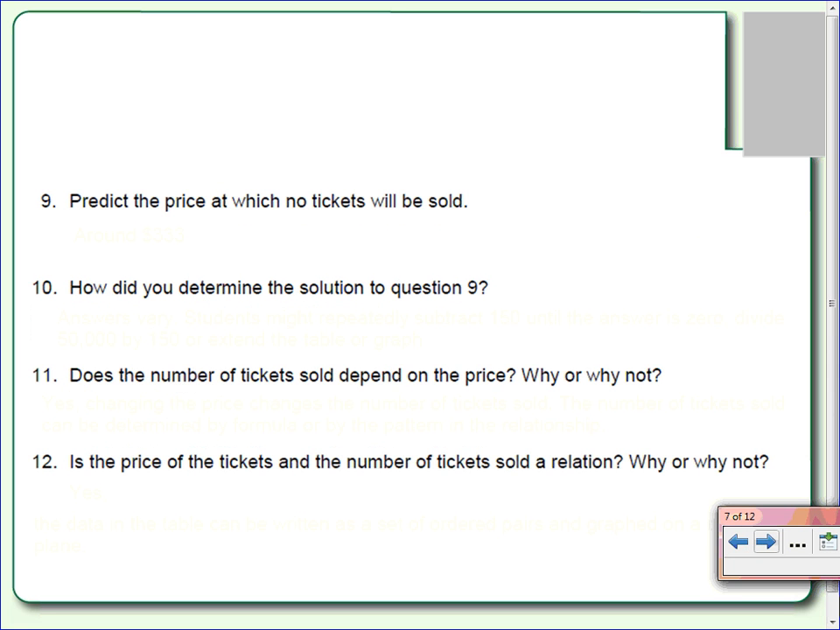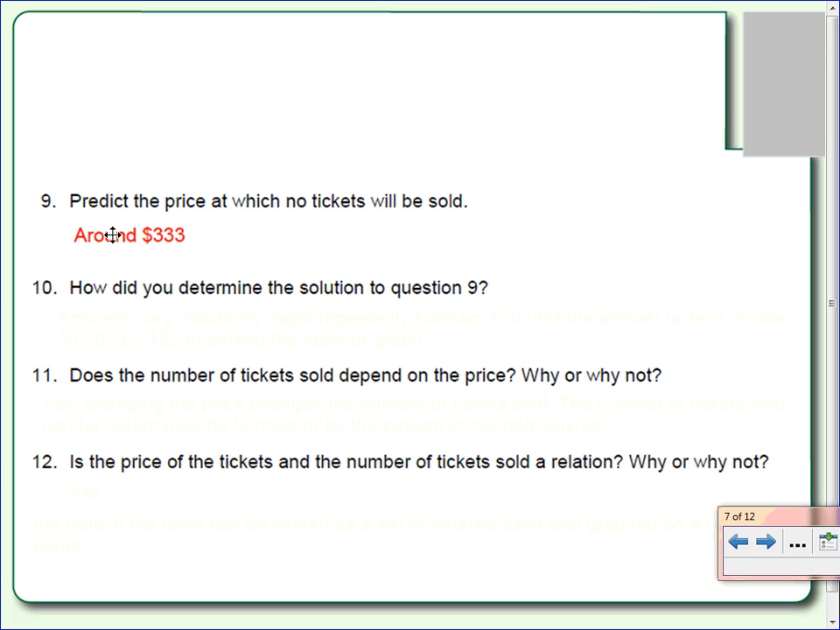All right, guys, let me go ahead and move on. Let's take a look at number 9. On the next page, number 9, they're asking us to predict the price at which no tickets will be sold. So if you look at that table that we started, if we keep going along with that same pattern, at what point will no tickets be sold? What's the price here? $333.